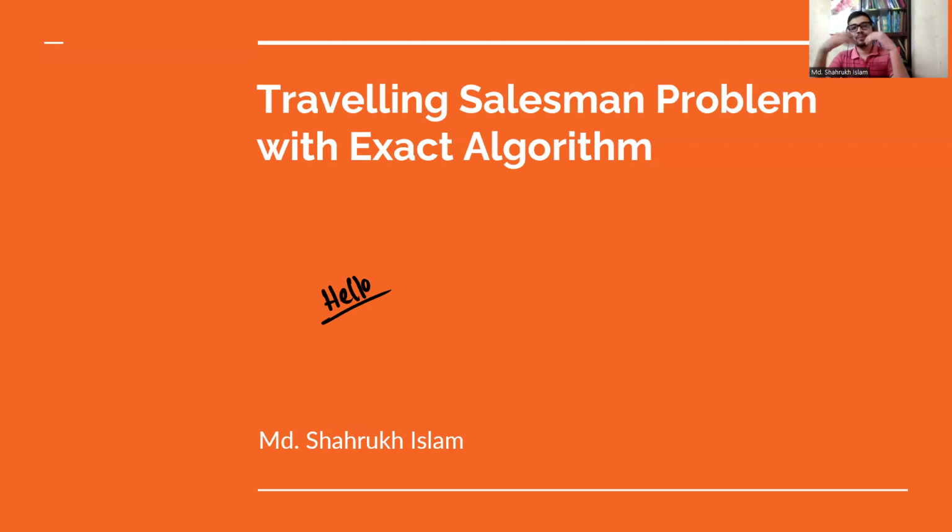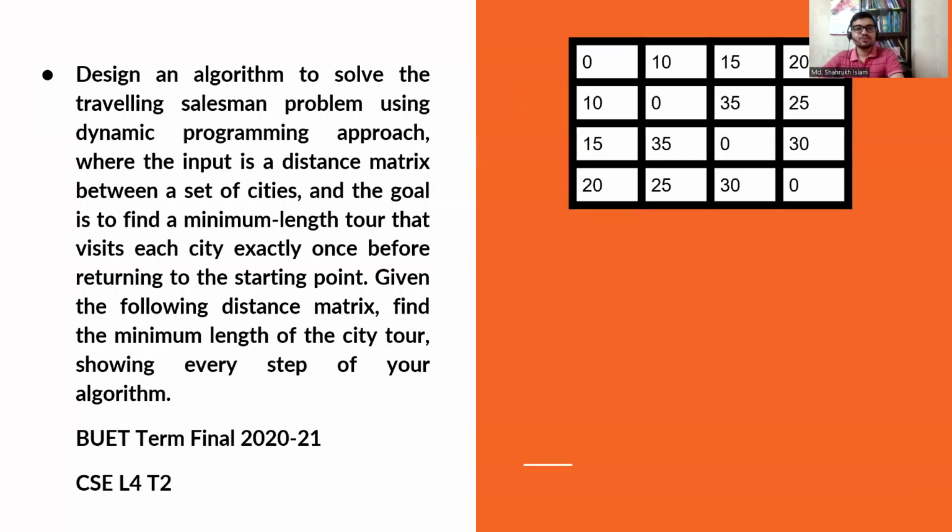So we will solve a problem of traveling salesman using exact algorithm. What is exact algorithm? Exact algorithm gives exact optimal solution, but it may take much time. Its time complexity may be exponential, but we will try to solve it using dynamic programming. So what is the question? The question is here: design an algorithm to solve the traveling salesman problem.